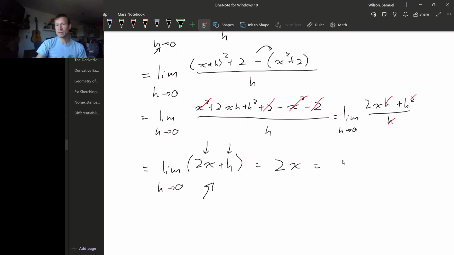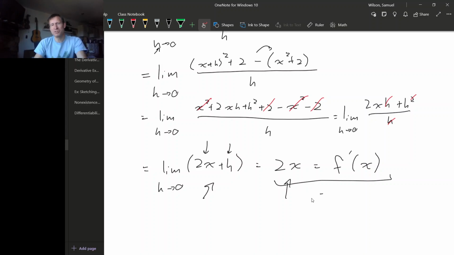So this is our formula for the derivative of f at x. You can see now that the derivative is actually a function. Here's the formula for the function, and this is the function that tells you the slope of the tangent line at any x value. You just have to plug in the x value you're interested in.